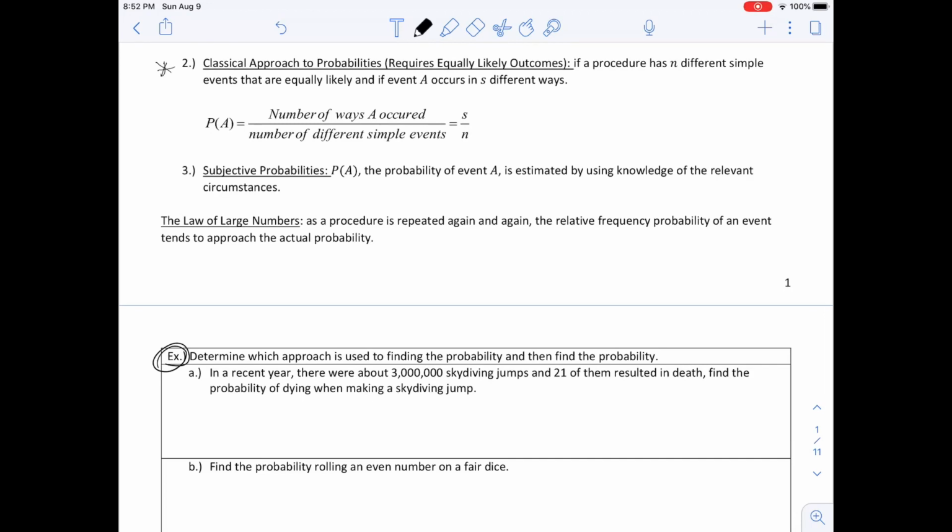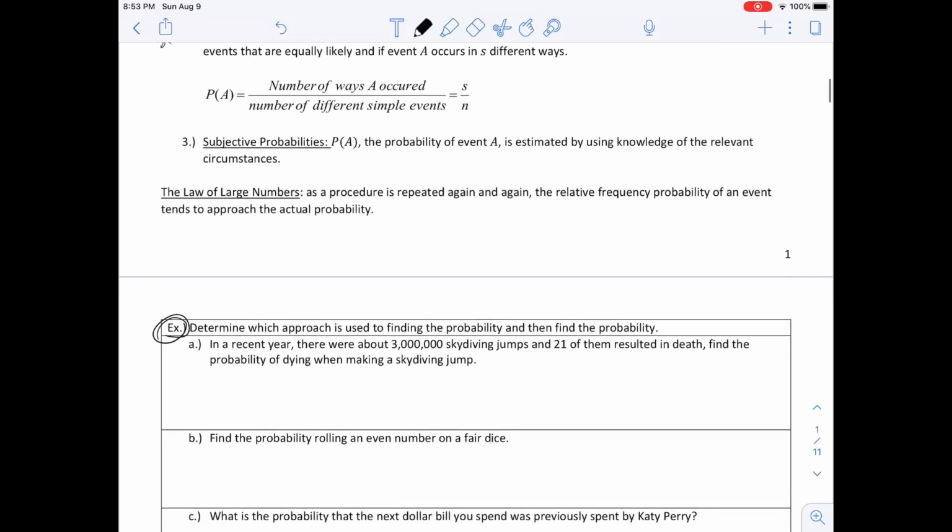The second kind of approach we have for probability is going to be our classical approach, and this requires equally likely outcomes. If a procedure has n different simple events that are equally likely, and if event A occurs in s different ways, then the probability of A is going to be the number of ways A occurs divided by the number of different simple events that we would have, or s over n.